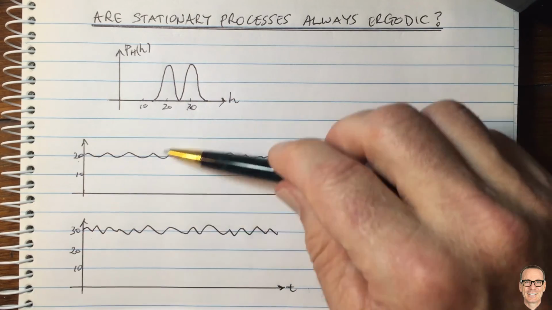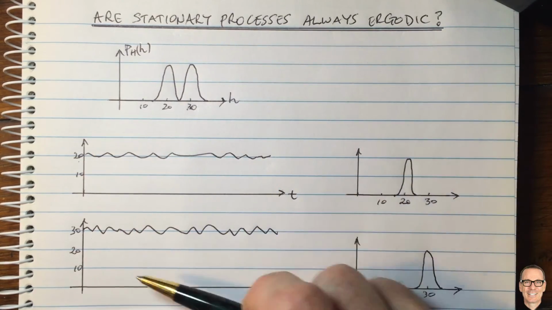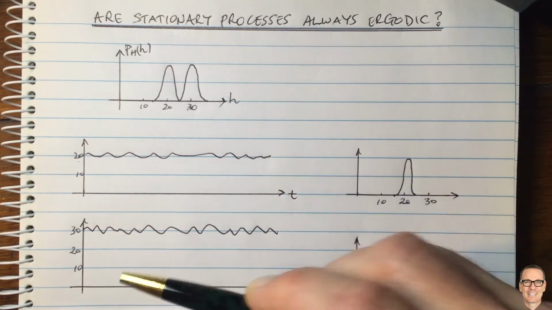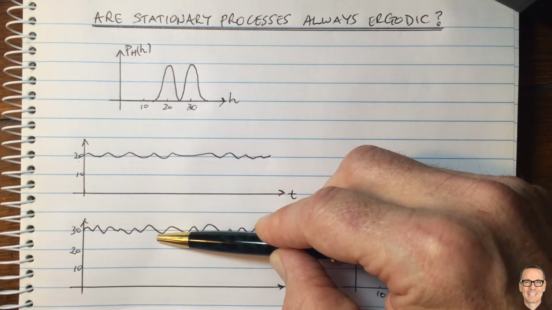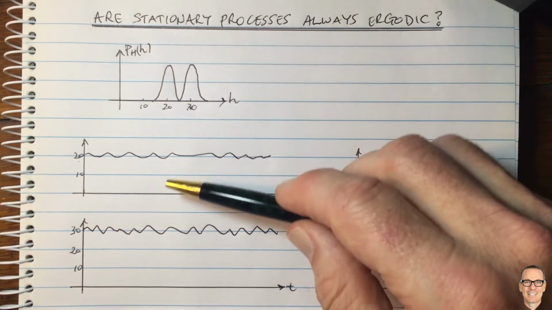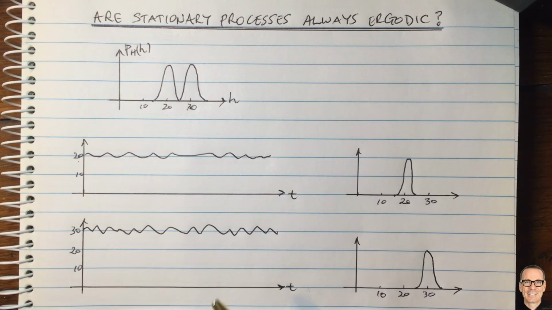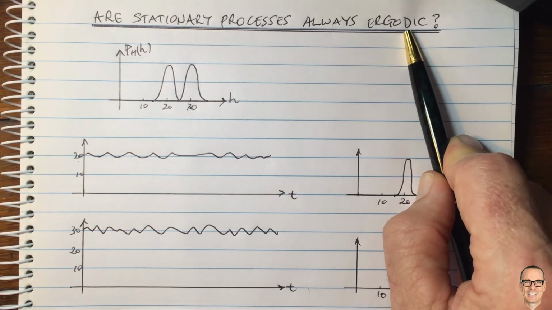But we just want to confirm for ourselves that it is stationary. Sure, this one flies at this height and this one flies at this height, but on any given day, you don't know which of the two the plane is going to have been told to fly at. So certainly the overall density function will have these two peaks. So here's an example where it's a stationary process, but it is not ergodic.